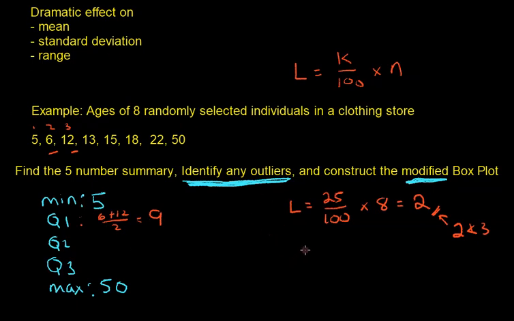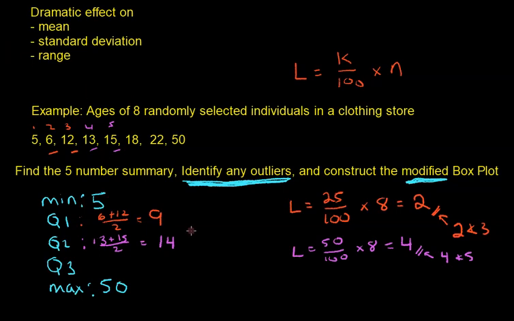Now let's go ahead and find the second quartile. So now L is 50 over 100 times 8. So that's 0.5 times 8, which is 4. Again, this is a whole number, so I need to average the 4th and the 5th observation. So here's the 4th, here's the 5th. So average up 13 plus 15 divided by 2. So that's 28 divided by 2, which is 14. So second quartile is 14.